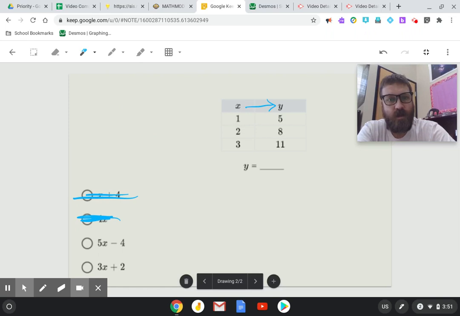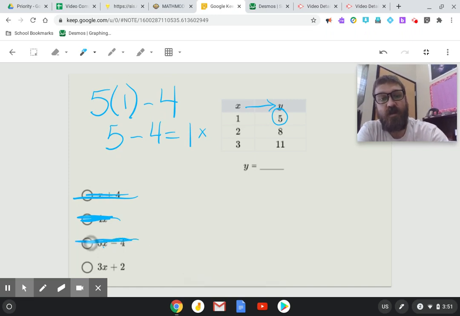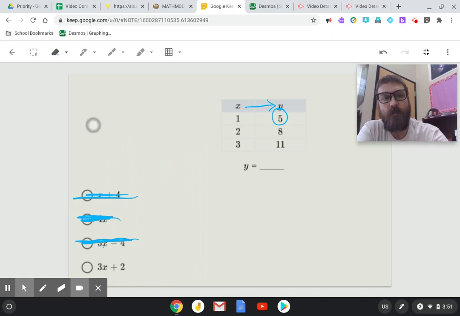So we'll start with 5x minus 4. So that's going to be 5 times 1 minus 4. 5 times 1 is 5, minus 4 is 1. That is not 5. So that cannot be the right answer. So pretty sure that's not it either, but let's check this last one. Notice I didn't even have to do them all. As soon as it's wrong, it's wrong.